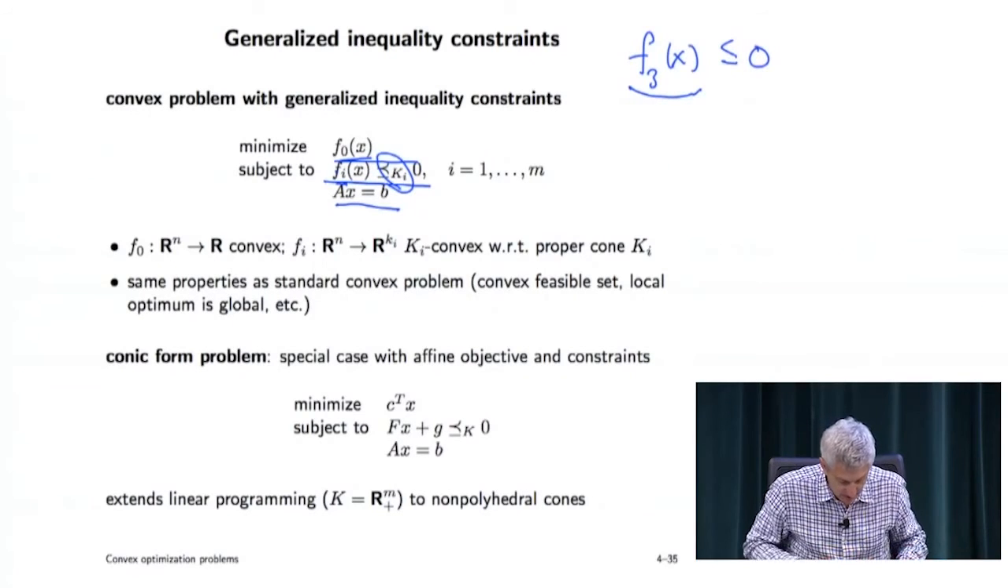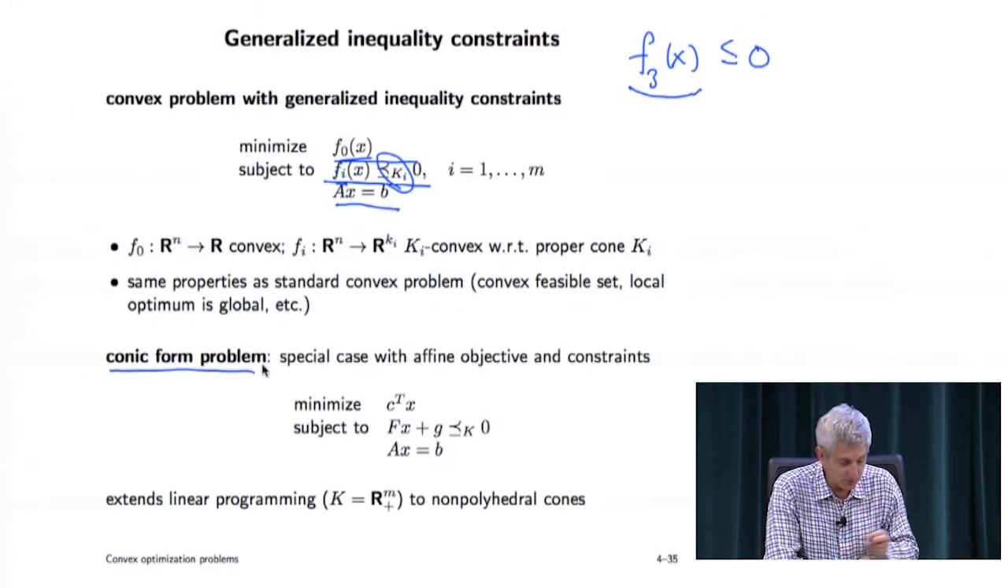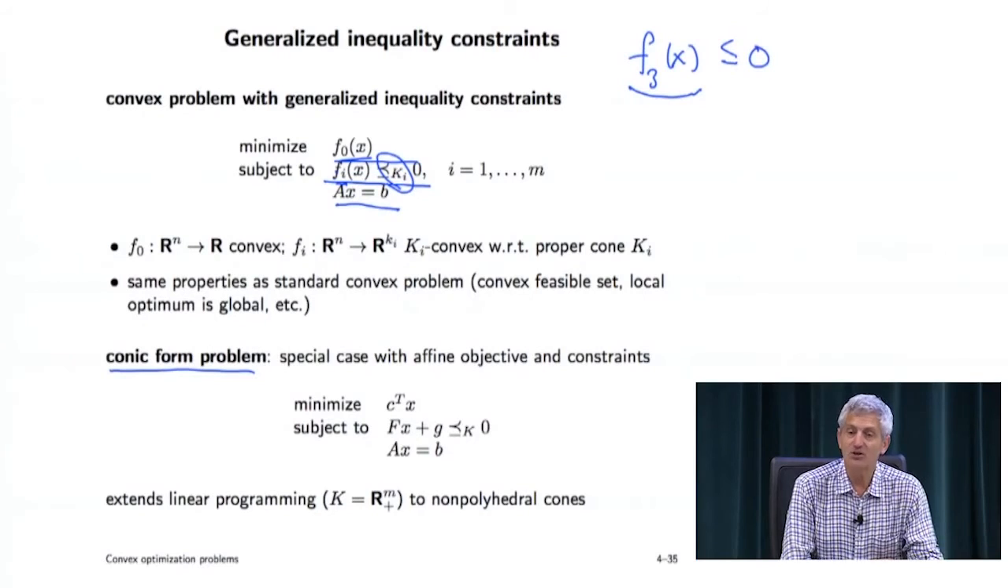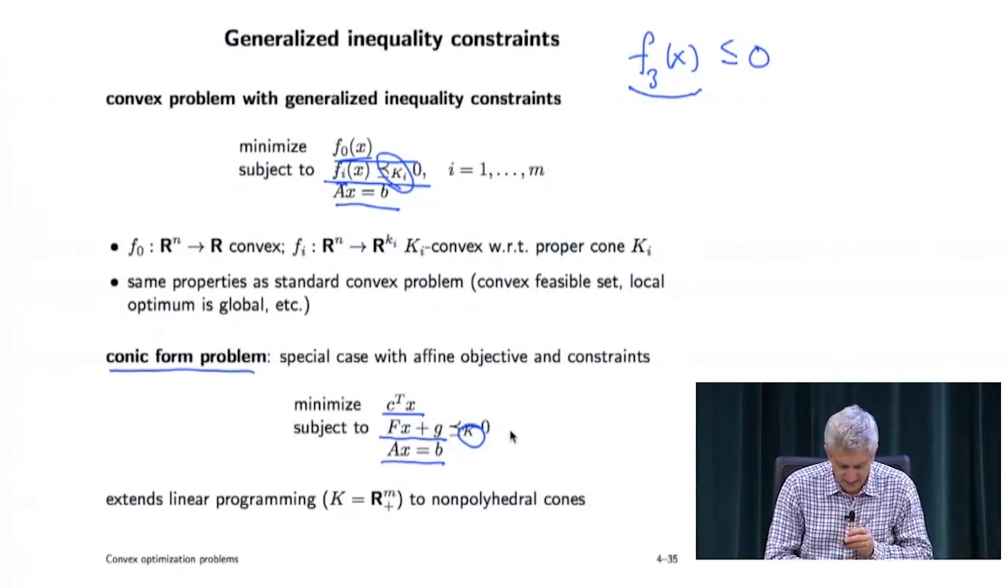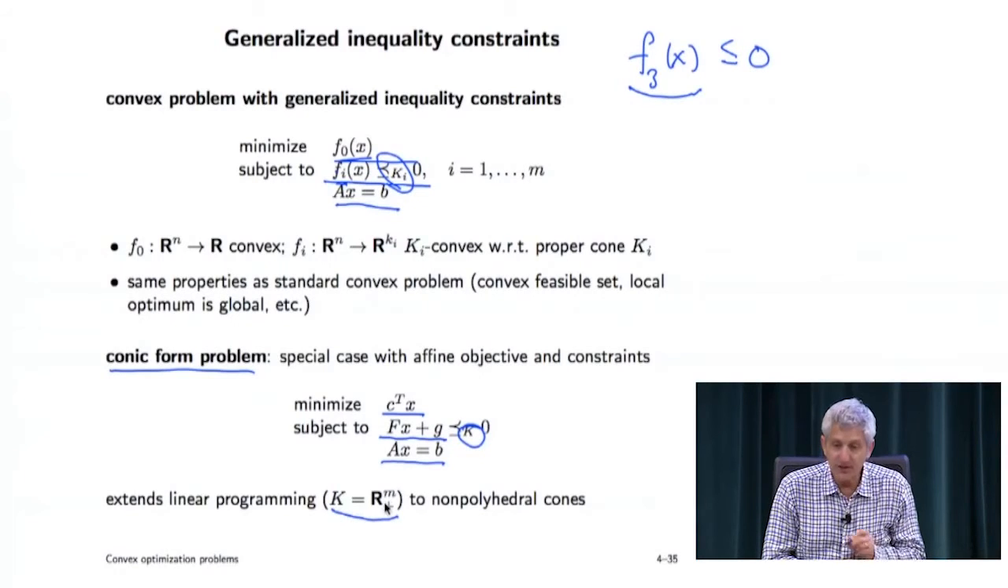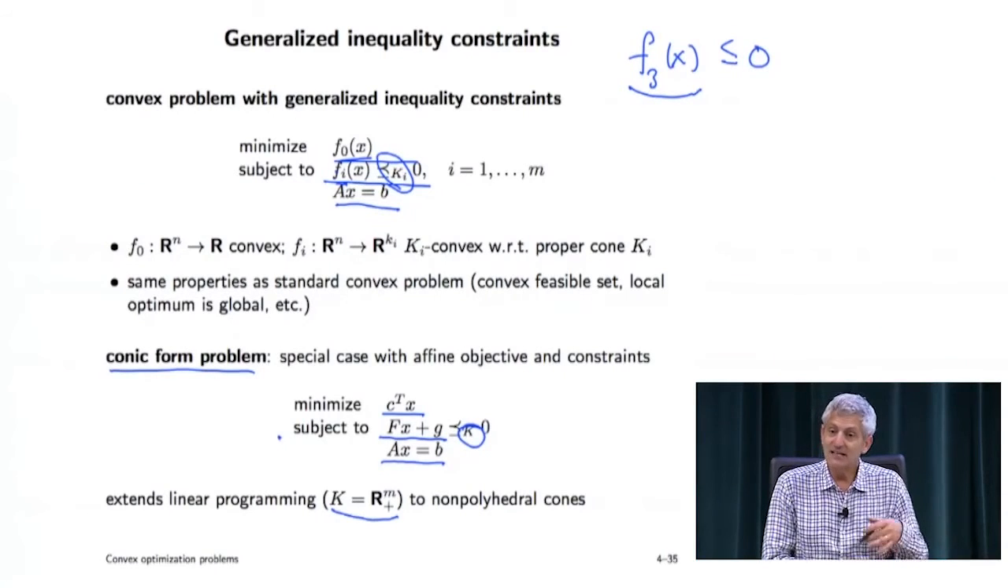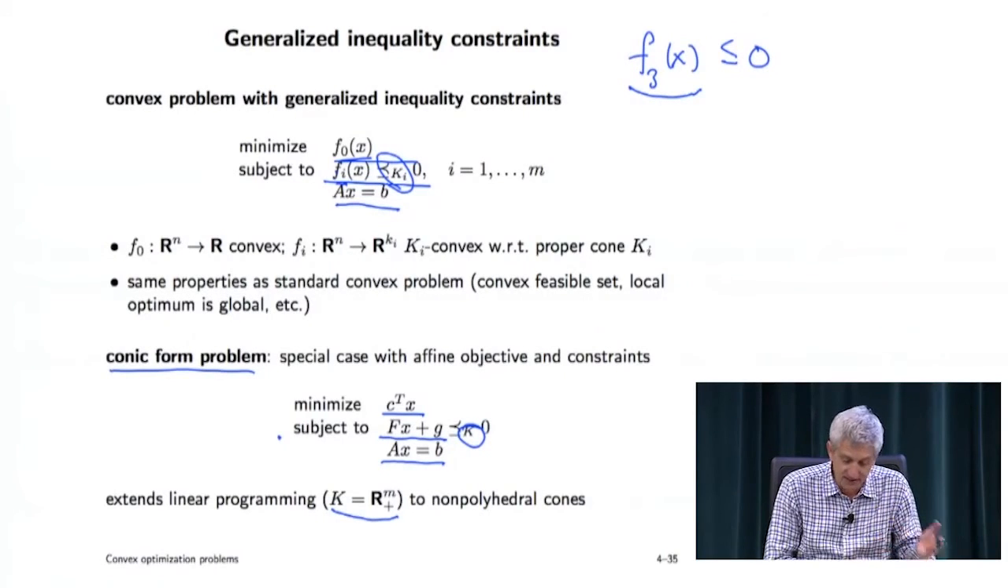forms for these. Usually they're quite simple, but one that's very common now is something called a conic form problem. Some people would even call this the modern canonical form for a convex optimization problem. It's this. You minimize a linear function subject to linear equality constraints, and an affine function is less than or equal to 0 with respect to a cone K. And the idea here is if you take K to be R plus to the m, this describes a completely general linear program. But the idea is now you swap in a different cone and you get a different problem family. We'll see some very interesting ones in a minute.